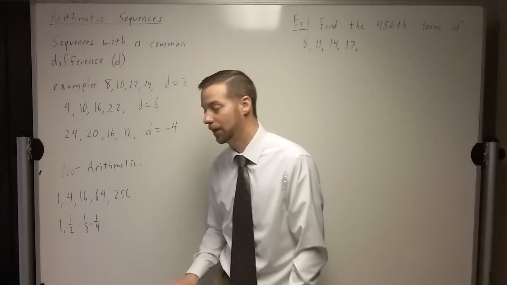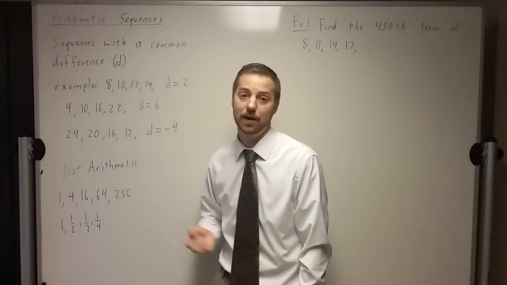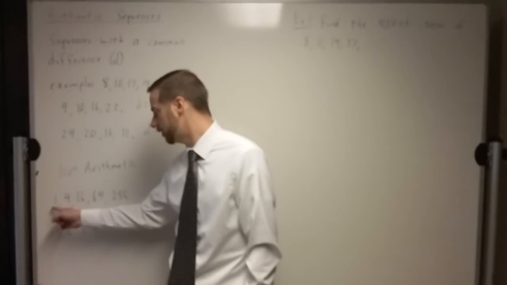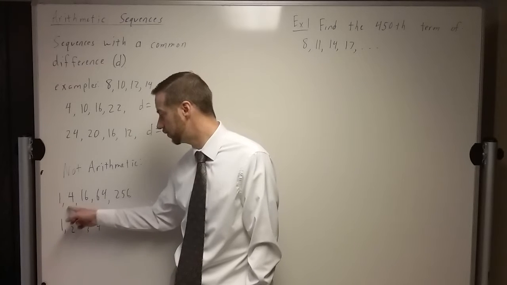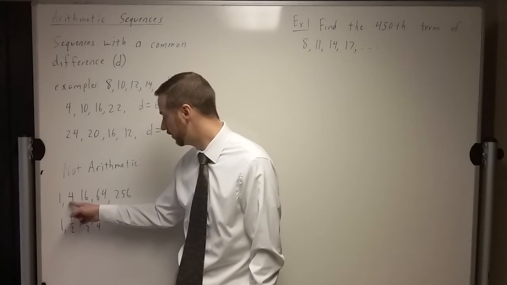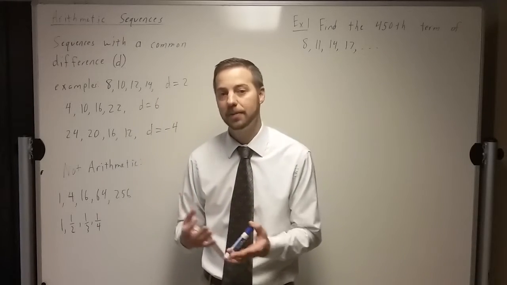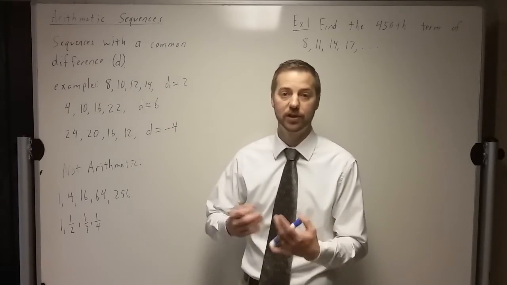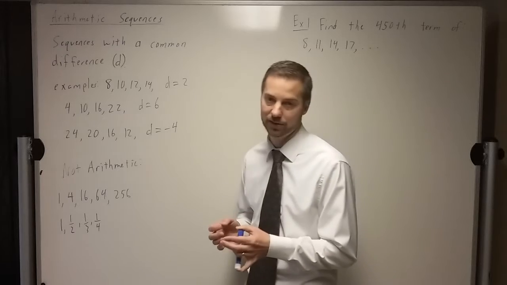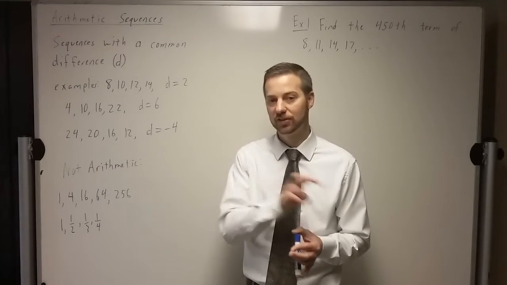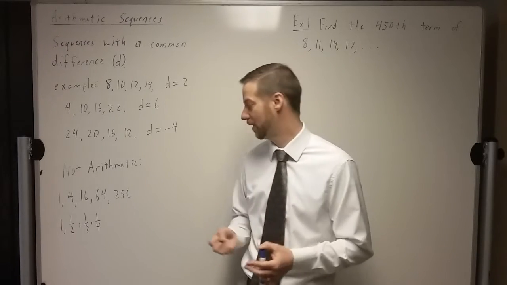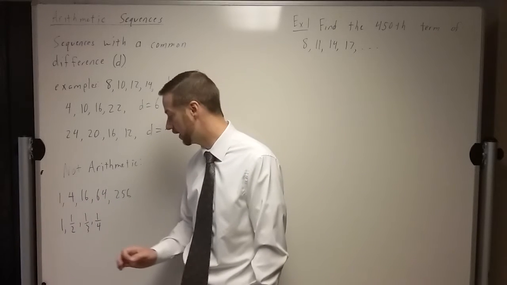I want to give you a couple examples of sequences that are not arithmetic. If you look at this one, the difference between successive terms here is 3. The difference between successive terms here is 12. Automatically, we just look at those two and say, this doesn't work. This is not arithmetic, because arithmetic means the difference between successive terms is always the same thing. It changes, therefore that's not arithmetic.